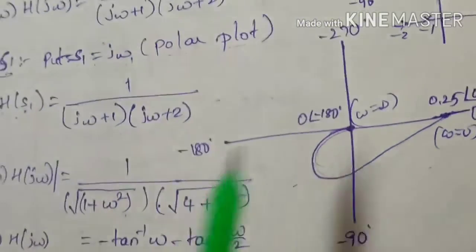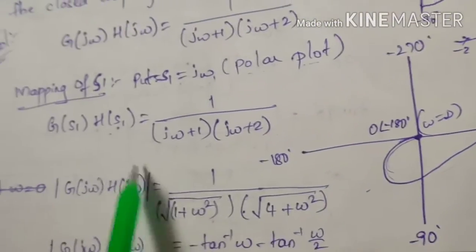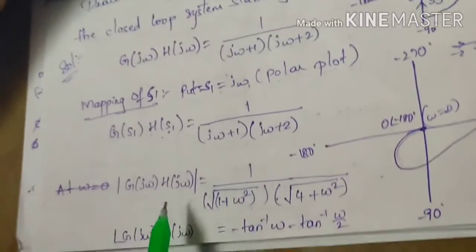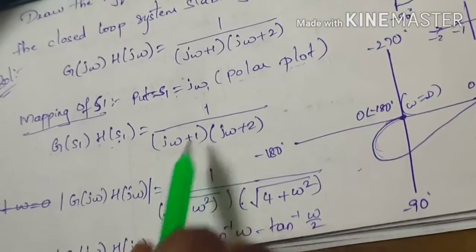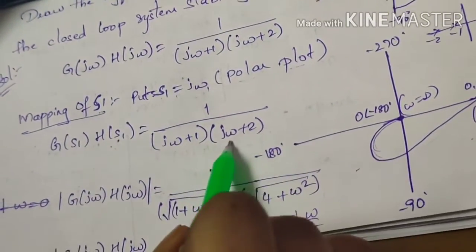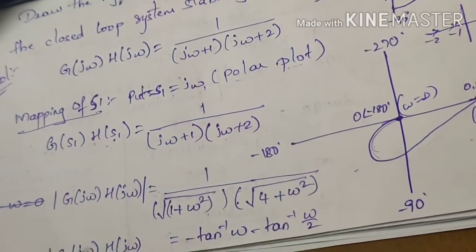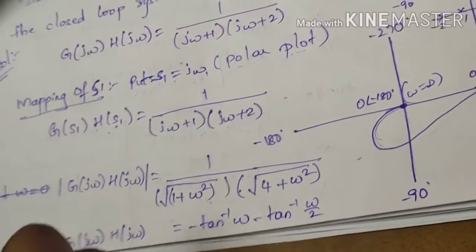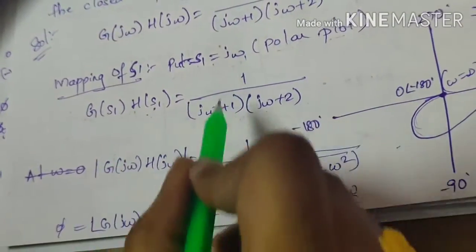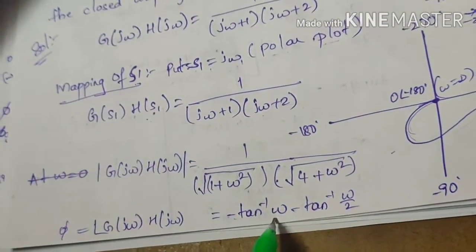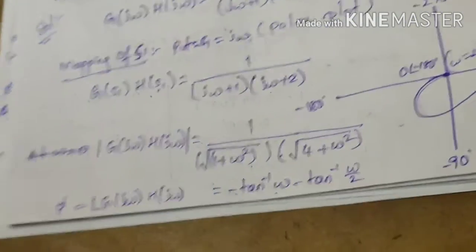So how to find these values? Just take the magnitude of G(jω)H(jω). What is the magnitude of jω + 1? Root of 1 plus ω squared. What is the magnitude of 2 + jω? Root of 4 plus ω squared. Now find out the phase angle. For 1 / (jω + 1), it is minus tan inverse of ω. For 1 / (jω + 2), it is minus tan inverse of ω.